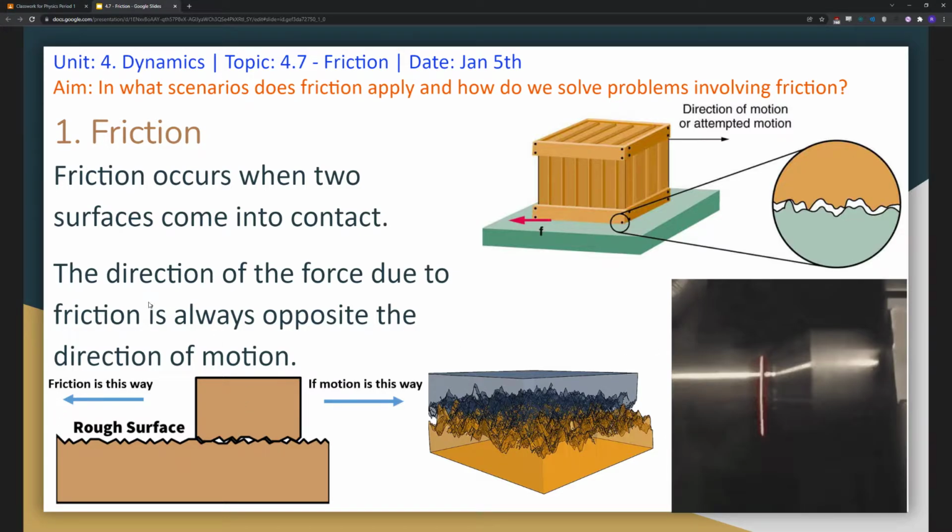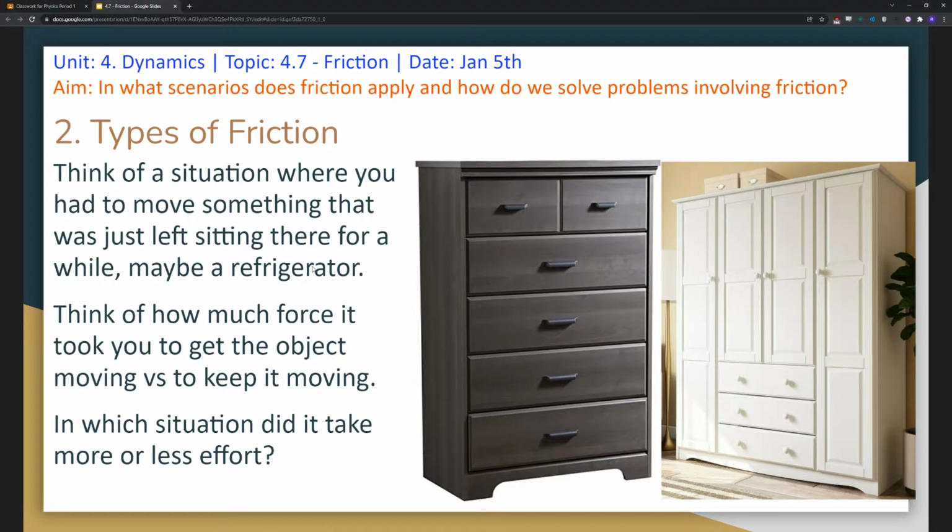And so friction is always opposite the direction of motion of an object. I want you guys to think about something about friction. Think of a situation where you had to move something that was just left sitting there for a while, like maybe a refrigerator, a closet, or a jar, something that's been stuck there for a while and you haven't moved it. Think about the force required. Was it harder to get the object to start moving, and then it became easier once the object was moving? Or what other experiences might you have?